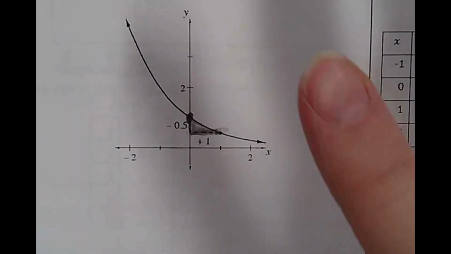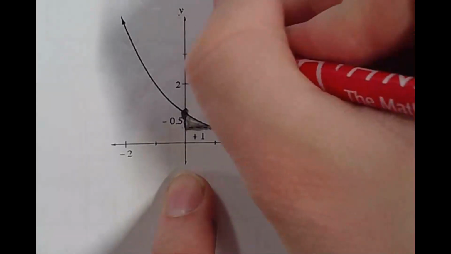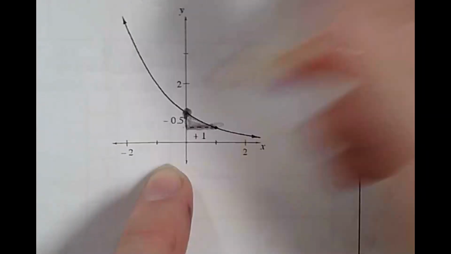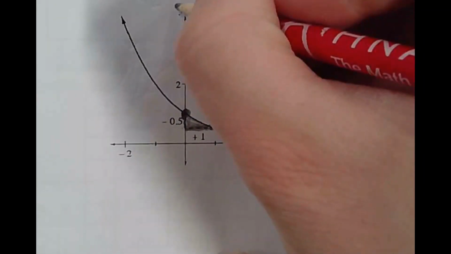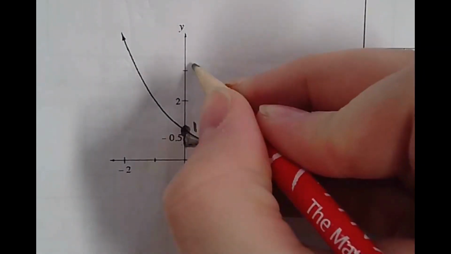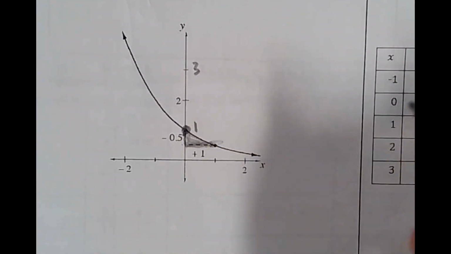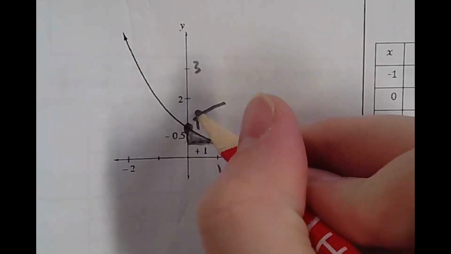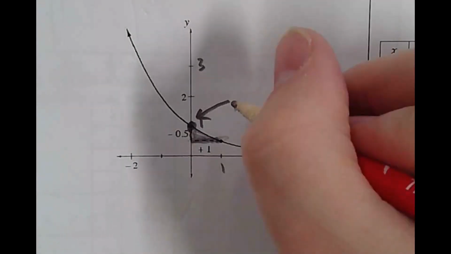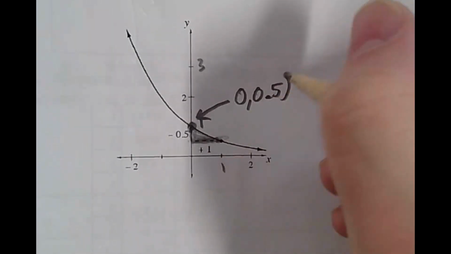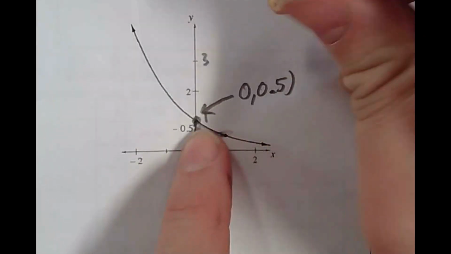So we have to carefully decide what numbers these actually are. What is the coordinate of that dot? We need that because that is the y-intercept. So it looks like we're counting by 1s over here, and over here we're counting by 1s as well. So if I look at this coordinate, what would that coordinate be? 0, 0.5. Oh, I messed that up. It's not 0, 0.5, right?